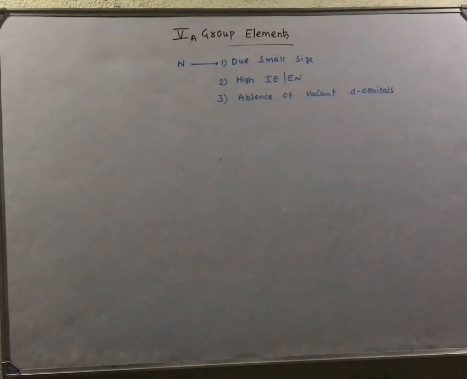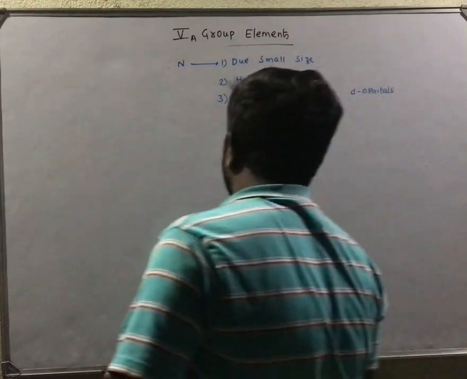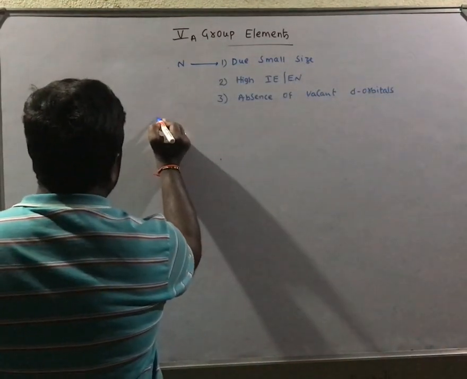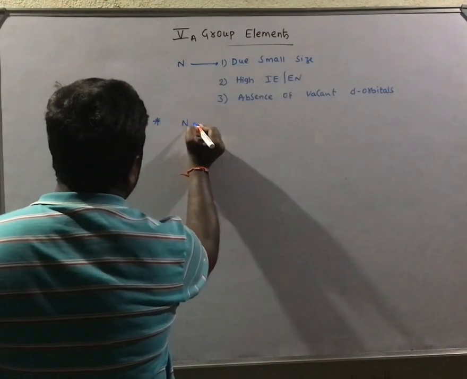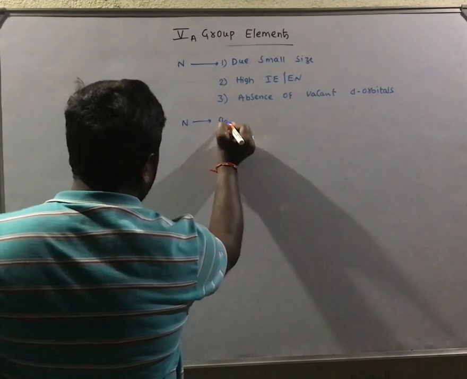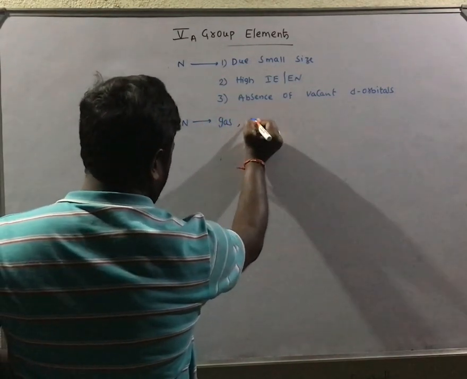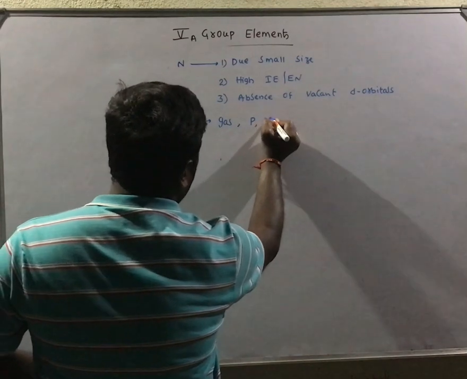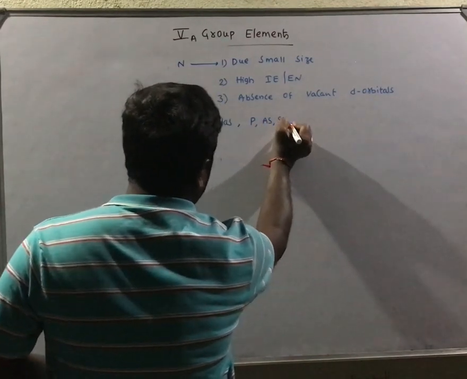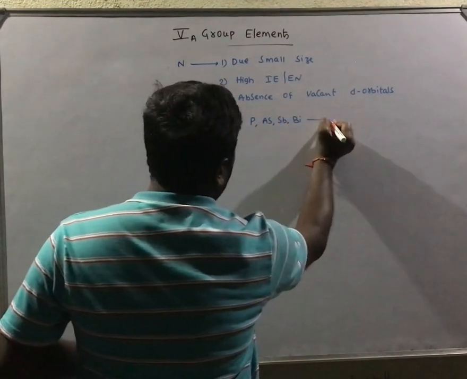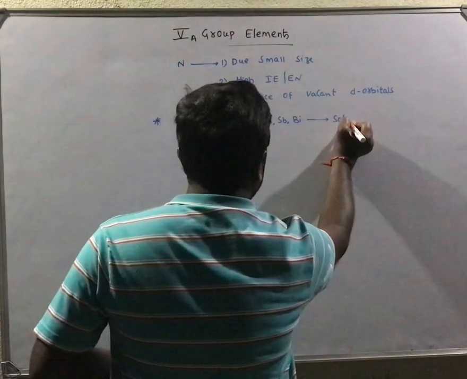The first one is nitrogen is a gas, the remaining all are solids. So here the characters are: nitrogen is a gas, the remaining phosphorus, arsenic, antimony and bismuth are solids.